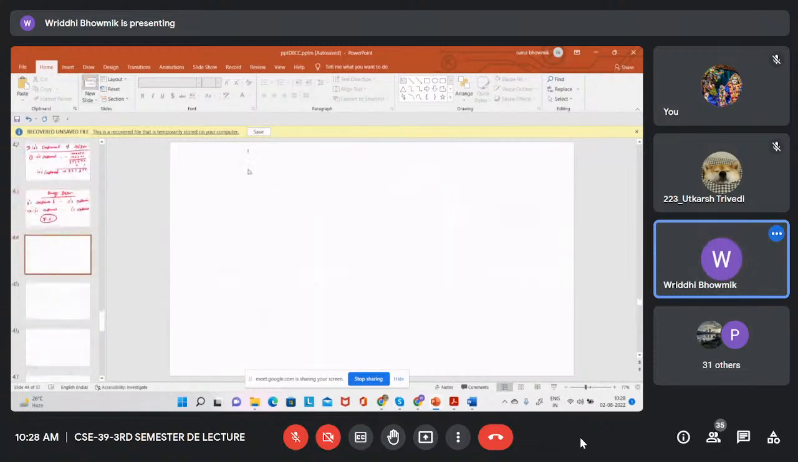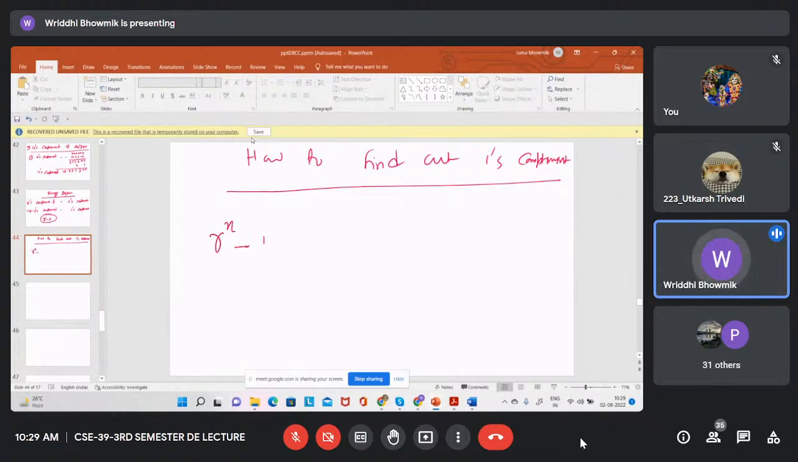how to find out the 1's complement? The formula is the same: R to the power small n minus capital N minus 1. Or you can easily write R to the power small n minus 1 minus capital N. So here R will be 2: 2 to the power n minus 1 minus N.